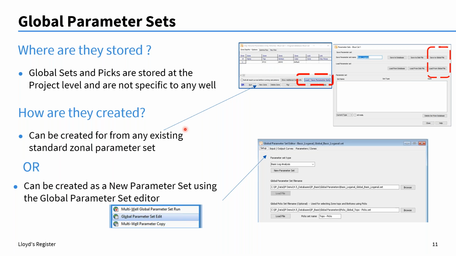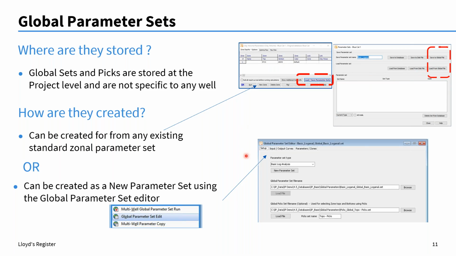And there are two options to actually create these parameters. One option is by using any of the existing standard zonal parameter sets, which is this picture that you see in here. So when we're calculating the volume of clay, in there is an option where you see your parameters, where you have your zones, gamma ray, and neutron resistivity parameters. And if you click on save parameter set, this will open up a window where it now has new options called save to global file and load from global file.